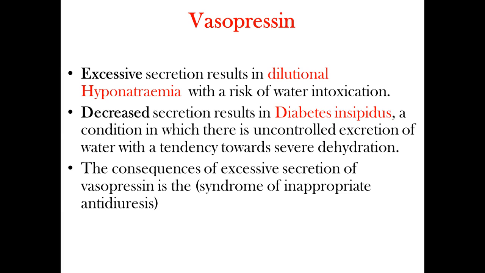The other abnormality is when we have an abnormal decrease in the secretion of vasopressin, a condition called diabetes insipidus. It could be due to a decrease in the secretion from the hypothalamus. We call it cranial diabetes insipidus, and the patient will present with polyuria and polydipsia and may develop severe dehydration. And sometimes the abnormality is at the level of the kidney. We call it nephrogenic diabetes insipidus.